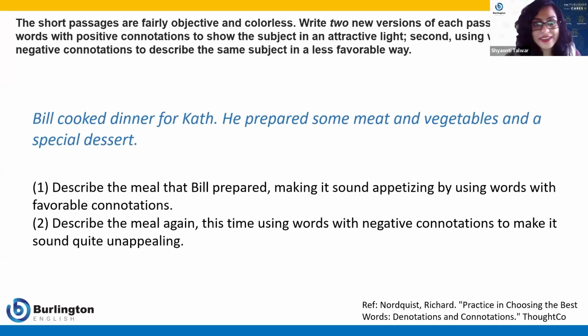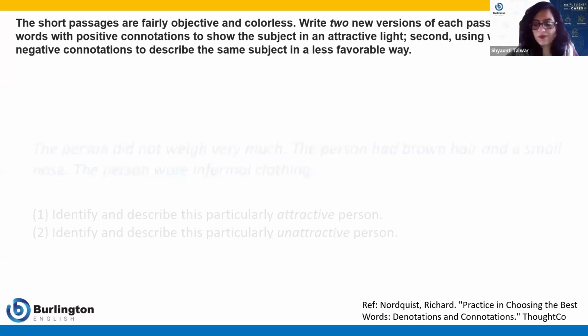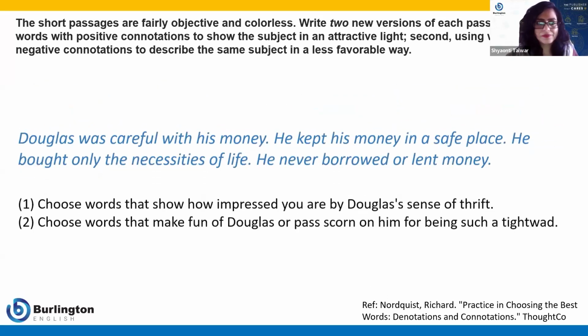This is another very interesting exercise, which I like personally a lot. Now, this is a short context. Bill cooked dinner for Kath. He prepared some meat and vegetables and a special dessert. Very neutral. Now, describe the meal that Bill prepared, making it sound appetizing by using words with favorable connotations, or describe the meal, this time using words with negative connotations to make it sound quite unappealing. So, the same thing, but the connotative use of language to present it in either a favorable or an unfavorable way, right?